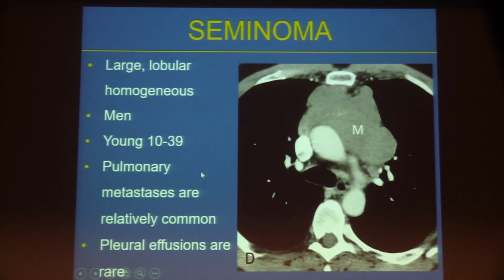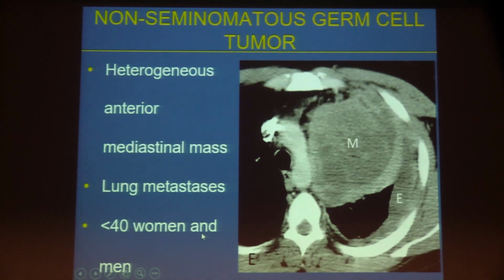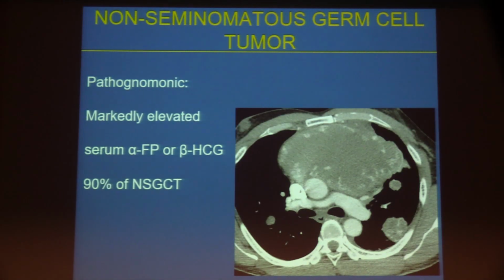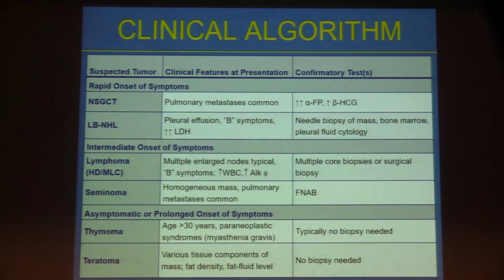Now, seminomas, they're usually more homogeneous. They're in men only, young men. They can often present with pulmonary metastases. And non-seminomas, germ cell tumors, can be men and women, but they're more aggressive looking, heterogeneous. They often have lung metastases as well. The one thing about non-seminomas, germ cell tumors, is they have very high alpha fetoprotein and beta HCG. Now, we don't always have that information, but if we do, it's a no-brainer. We don't even have to think.